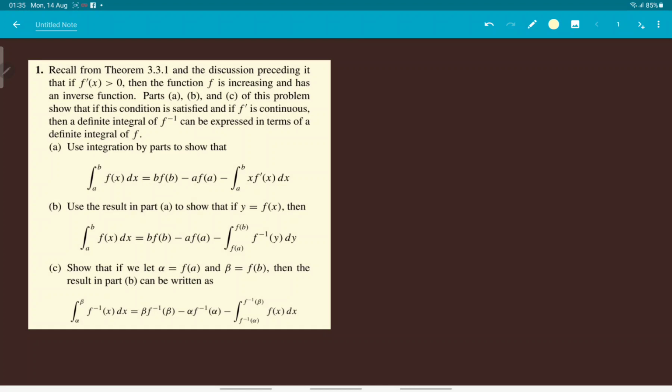Parts A, B, and C of this problem show that if this condition is satisfied and if f prime is continuous, then a definite integral of f inverse can be expressed in terms of a definite integral of f. So the first question is, use integration by parts to show that the statement holds. So let us try to do this.